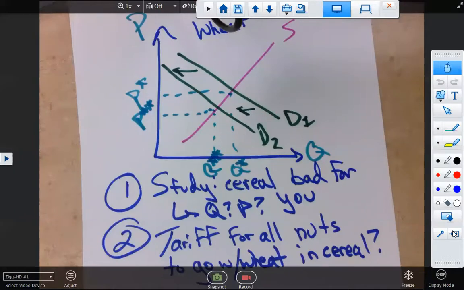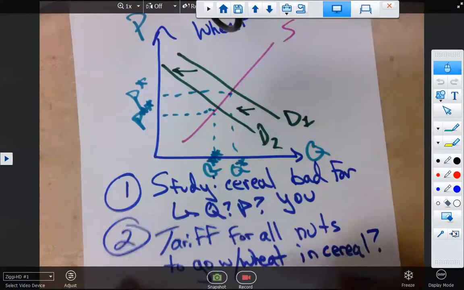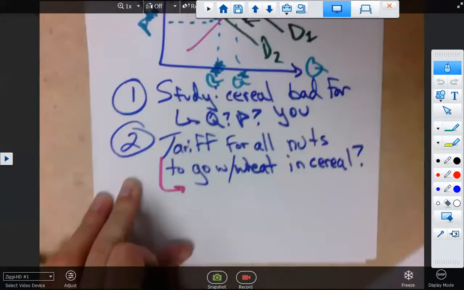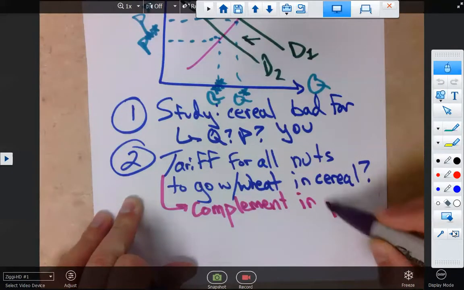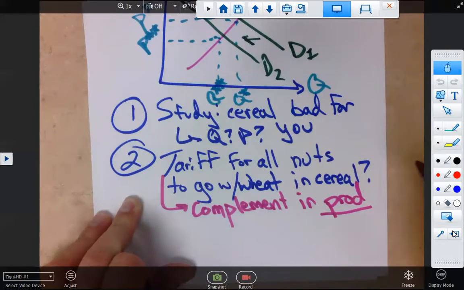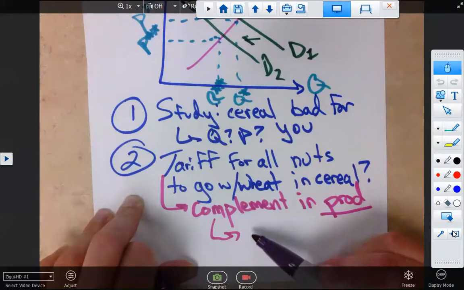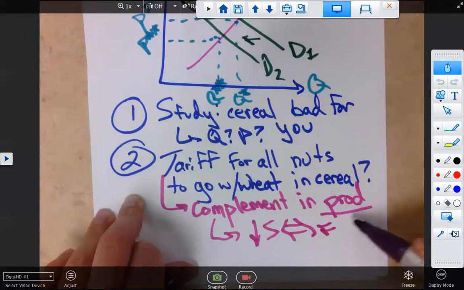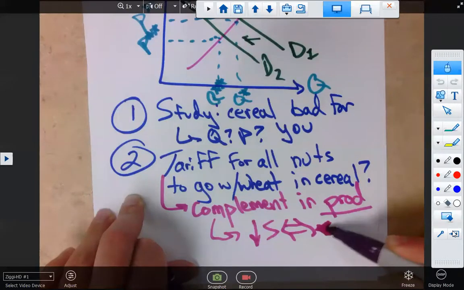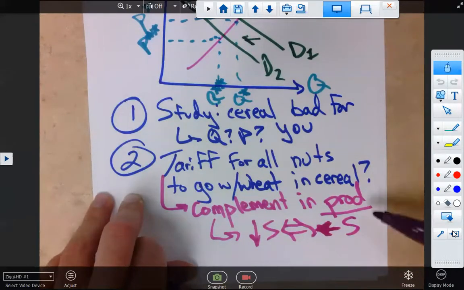Now, the next one is a little bit more difficult. Why is it going to affect the supply curve? Because a piece of the cereal is going to be more expensive, and so it's what we would call a complement in production. So this is probably the trickiest one of all, right? Complement in production. And so the supply curve is going to shift down, or another way to think of that is a leftward shift in the supply curve.